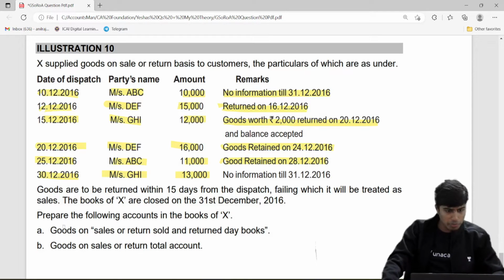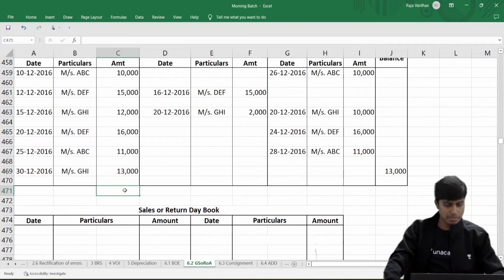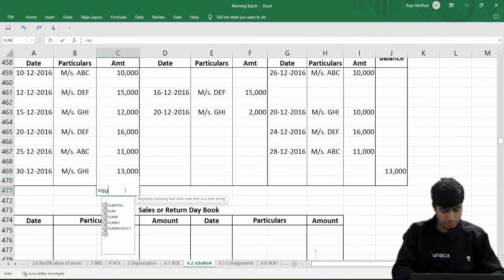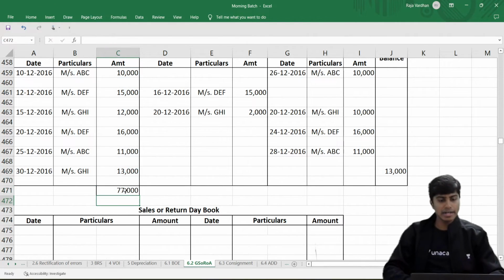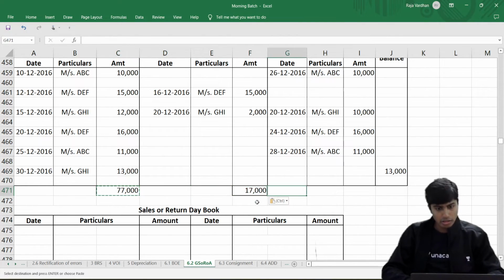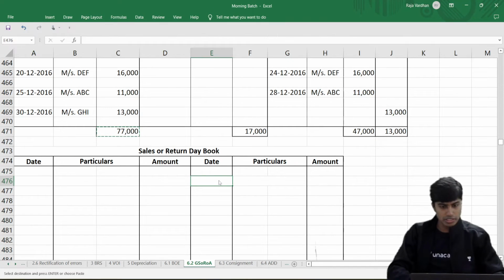They've asked us to prepare the ledger also. Ledger is much simpler than what we just prepared. I'll just take the totals of this. I'll write the goods sent on return or approval on the credit, and accepted and returned on the debit, and balance also would appear. Meaning 77,000 I'll write here.